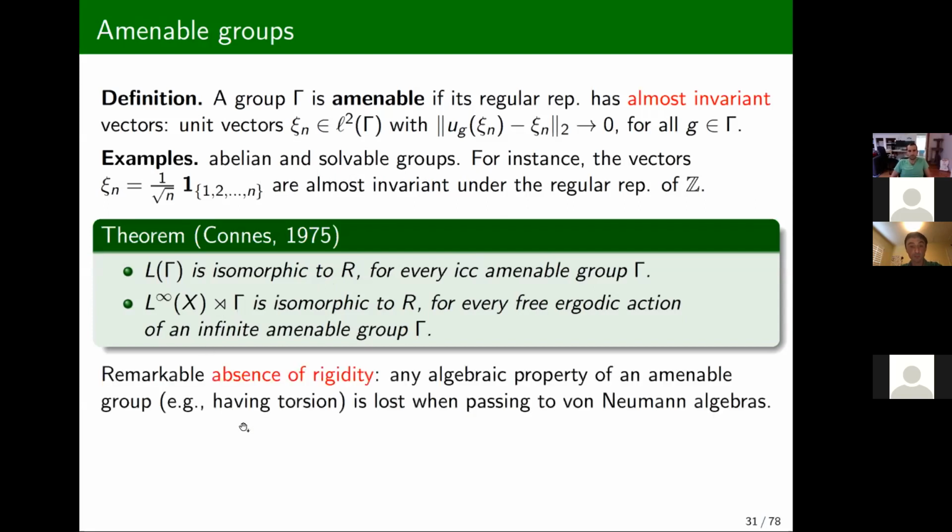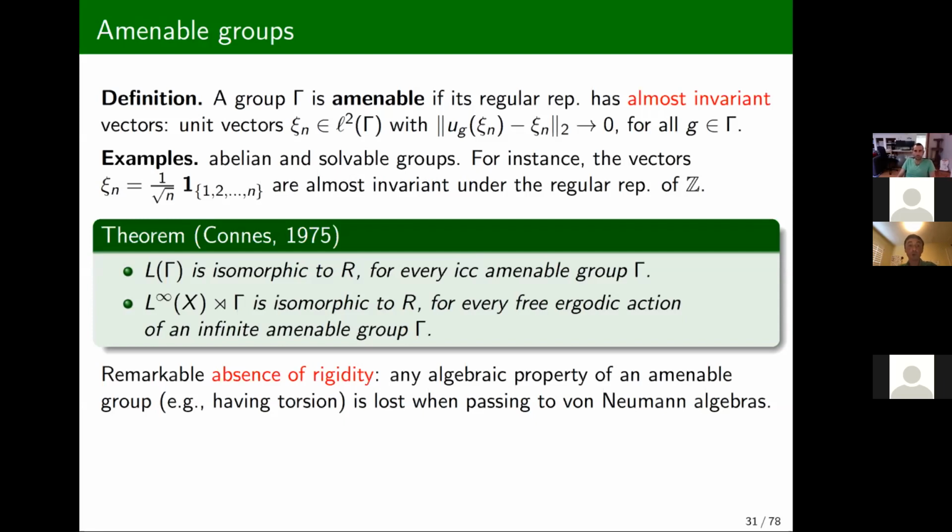Now, I'll put it this way: this is really a remarkable absence of rigidity. It tells you that any algebraic property of the group is lost when you pass to von Neumann algebras. So if you look at L of gamma, then the only thing this algebra remembers about an amenable group gamma is the fact that the group is amenable. There's nothing else retained from the structure of gamma.